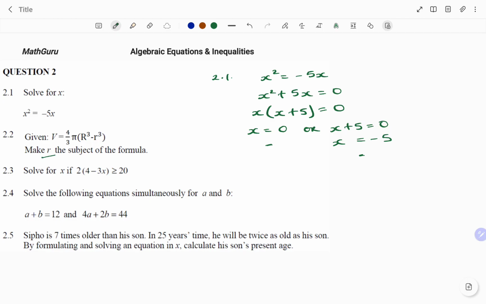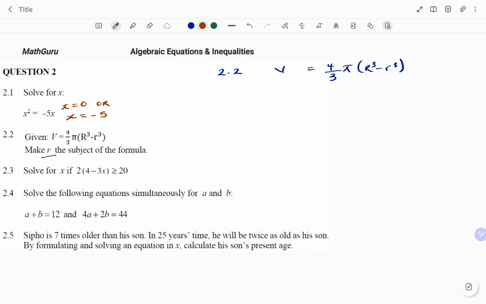make r the subject of formula. To make r, that's the small r, the subject of formula, I'm going to start by dividing both sides by pi. So I have on the left divide by pi, and on my right divide by pi. I'm left with V over pi equals, the pi here divides this, that's 1. So I have 4 over 3 bracket R cubed minus r cubed.